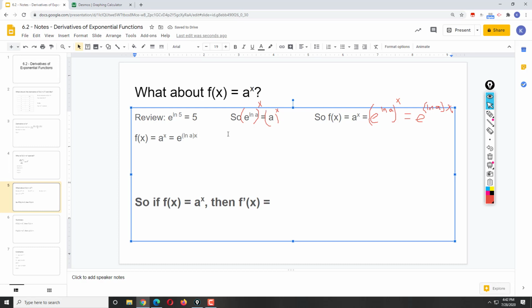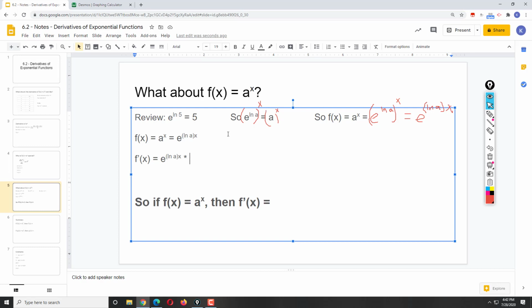Well, this gives us a form that we can differentiate. We will differentiate e to the ln a times x. So f prime of x, well, we know the derivative of e to the x is just e to the x. So the derivative of e to the ln a times x is e to the ln a times x. But chain rule, we have to multiply by the derivative of the inside. Remember, the derivative of 3x is just 3.